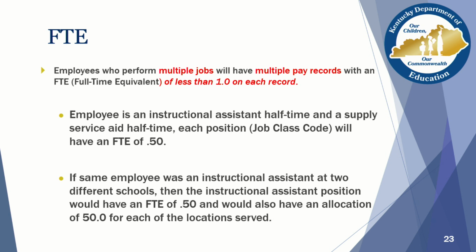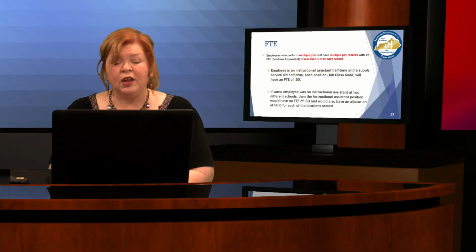If the same employee was an instructional assistant at 2 different schools, this is where allocation is going to come back in, then the instructional assistant position would have an FTE of 0.5, and that particular job would have an allocation of 50 on each of the locations served.